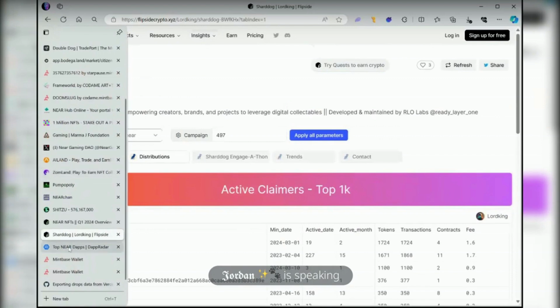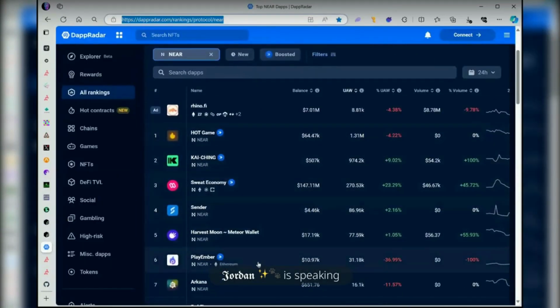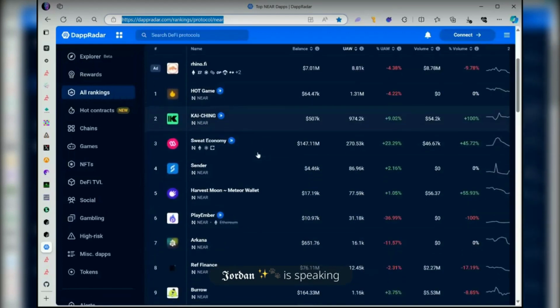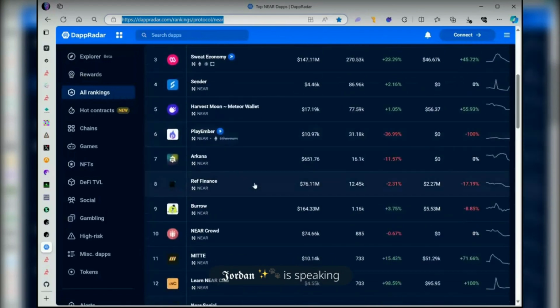And then even more high level is dApps Radar, which shows you overall how dApps are doing, and some of those are NFT dApps. The most popular dApp in the world by unique active wallets just released NFTs. We saw them earlier, those double dogs. So inside of the HOT game and wallet, they now have NFT drops. And then there's other games on here, other NFT projects on here.